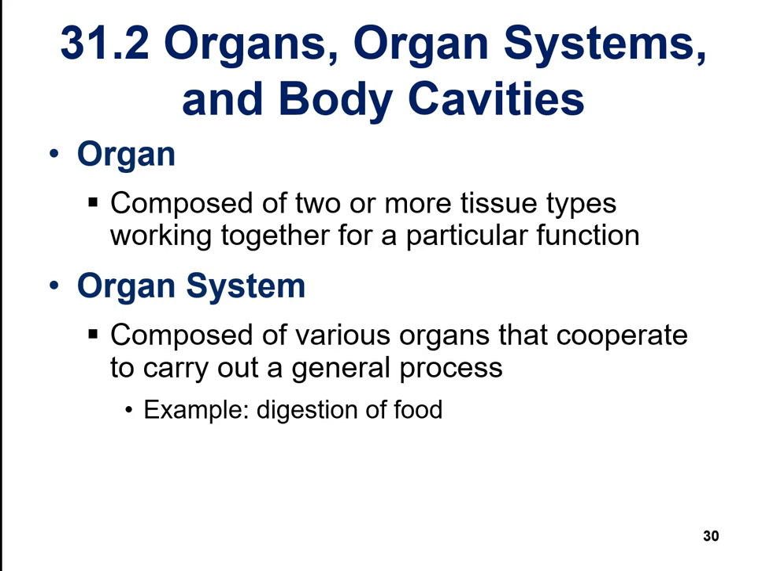And then you have organ systems. These are various organs that work together, cooperate with each other, to carry out a general process. So if we're talking about the digestive system, what organs are part of that? Stomach, small intestine, large intestine. Those organs that are part of that system are all involved in digesting food, but then also absorbing those nutrients from the food that was digested.